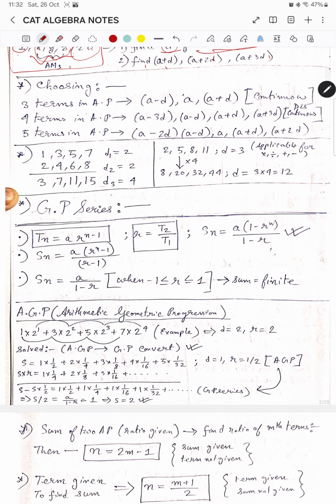Whenever you are choosing, let's say, 3 terms or 4 terms in an AP, when there is a sum involved, try to put a minus d, a, a plus d when there are 3 terms, and a minus 3d, a minus d, a plus d, a plus 3d if it is 4 terms, just for easy calculations. Whenever there is a sum involved, the simple thing is that when you sum up these 3 terms it will be 3a, 4 terms it is 4a, 5 terms it is 5a.